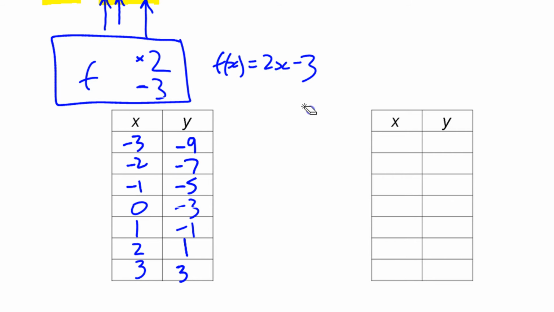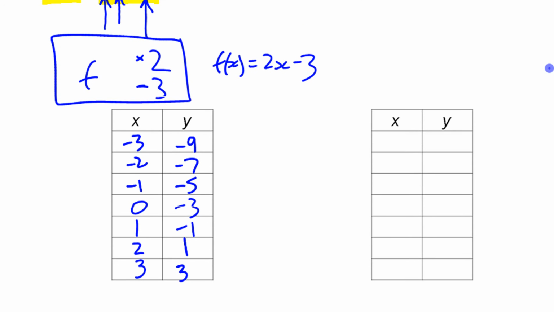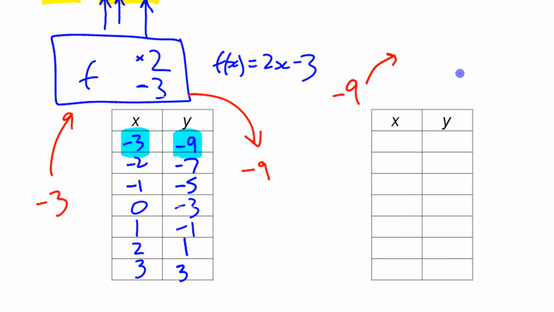Now we want to know what function undoes that. What function turns that around? This function f takes this value, say negative 3, and turns it into that value. When you put a negative 3 in there, what you get out is a negative 9. Now we want to know what function is going to take a negative 9 and spit out a negative 3. When we put a negative 9 in here, we want to get a negative 3. We want to undo these two things.